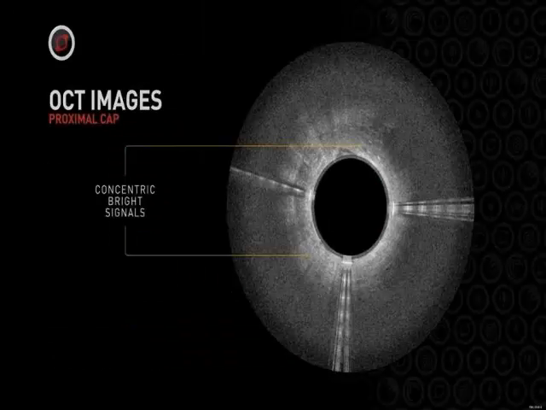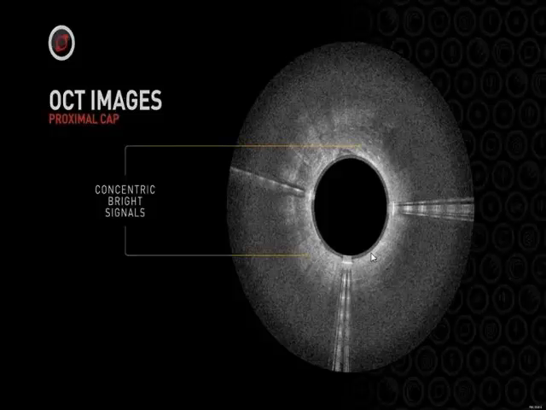A couple of images to become familiar with when doing OCT cases is to identify what the proximal cap looks like. In this segment, you'll see that the entire catheter is surrounded by this concentric bright signal that almost looks fibrotic. This is the classic characterization of the proximal cap. It's difficult to identify any layer structures in this segment. We all know the proximal cap is very fibrotic.